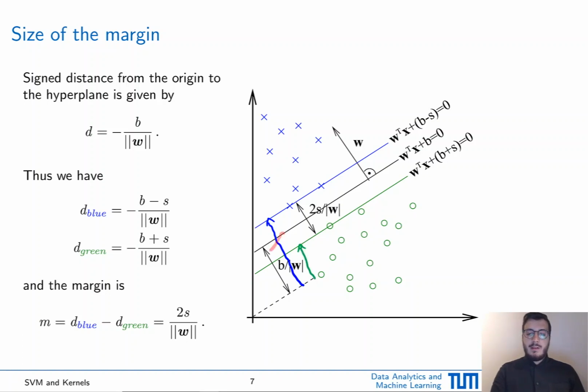And then the difference between these two gives us exactly what we're looking for, which is the size of the margin. Now, if you plug in and work through the numbers, basically the margin ends up being 2 times s divided by the norm of w, where s is this offset parameter which we introduced.